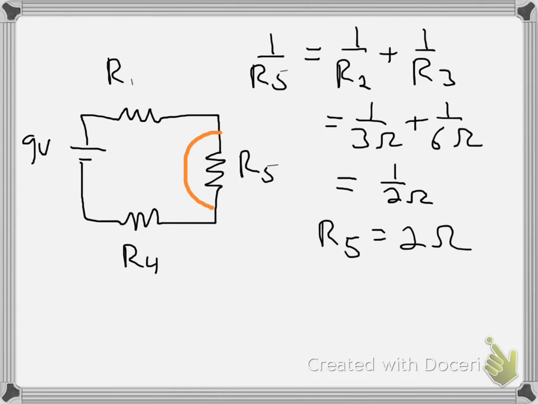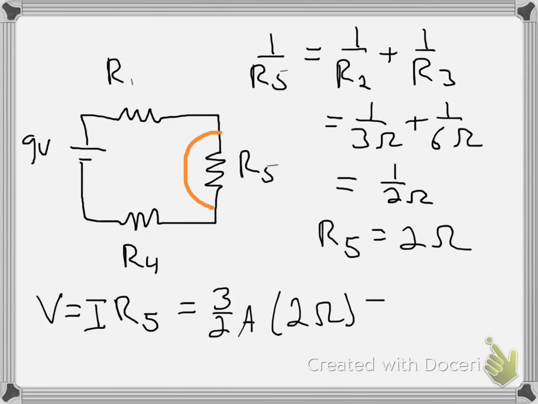So I simplified it to find the current that's flowing into the loop. Now I'm going to simplify it again to find the voltage drop across that resistor. And that's just using Ohm's law. V equals IR, which in this case, I should subscript that with R5. The voltage drop across that loop is going to be 3/2 of an amp times 2 ohms. And notice I get 3 volts.